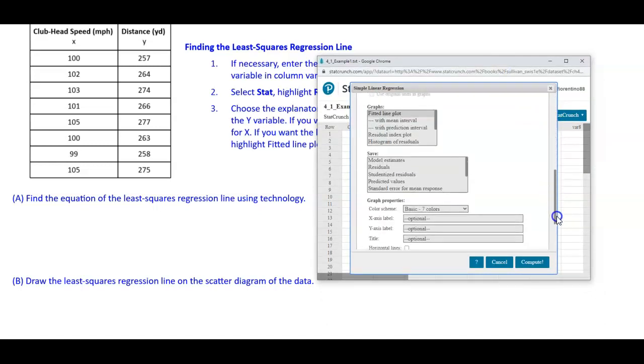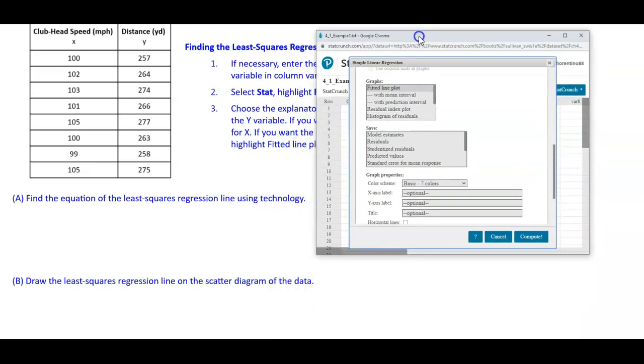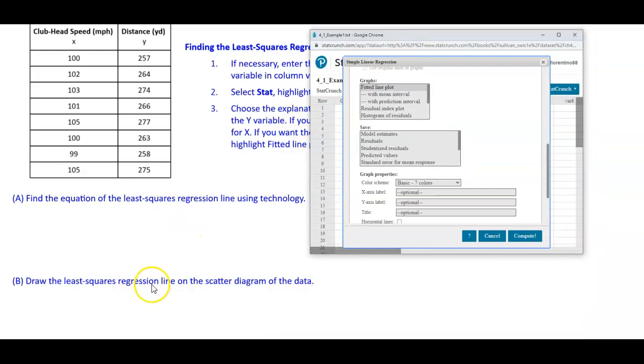Okay, and then what we're going to do, now it says here that if you want the least squares regression line drawn on a scatter diagram, we're going to highlight fitted line plot under the graphs. But we're not going to do that yet because we're going to go and draw the line on the scatter diagram of the data.